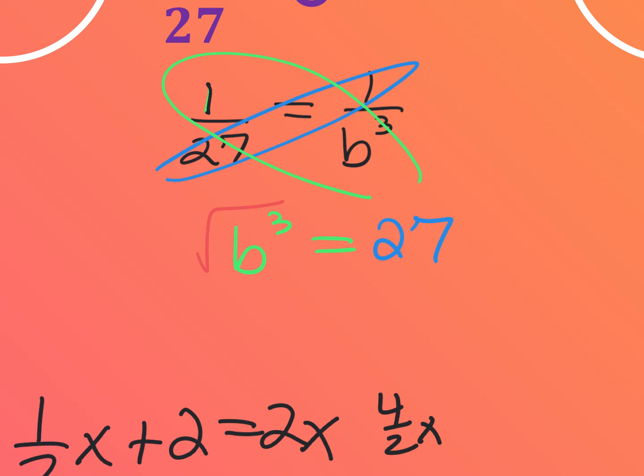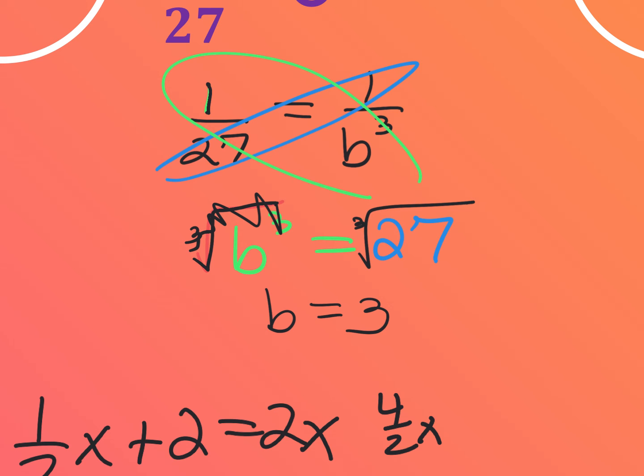And now I can square root both sides. Is that showing up? No. Cube root both sides, sorry, to cancel the cube. And then b is equal to 3. Now, if this were a square root and we were solving for it, we would put plus minus. But because it's a cube root, I only leave the answer that it is. So b equals 3.